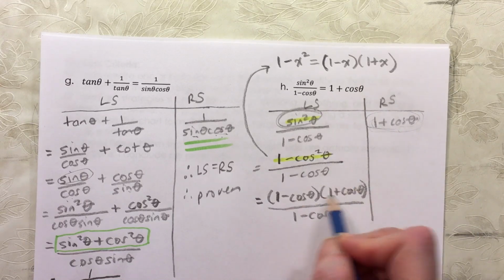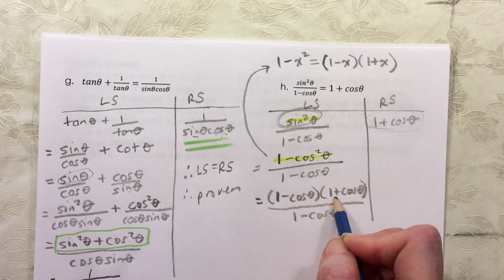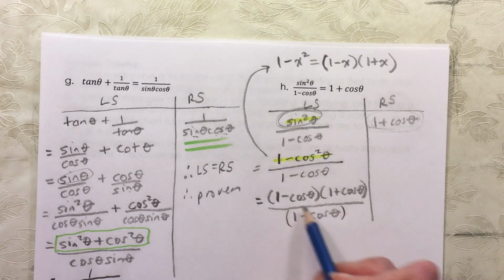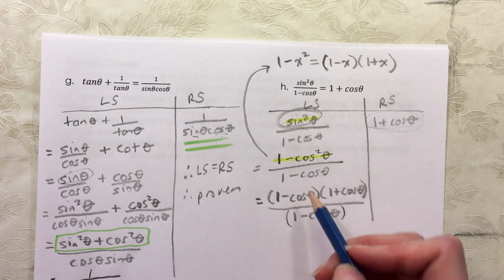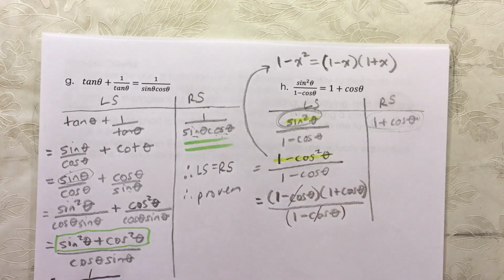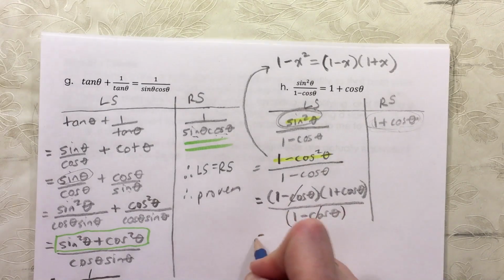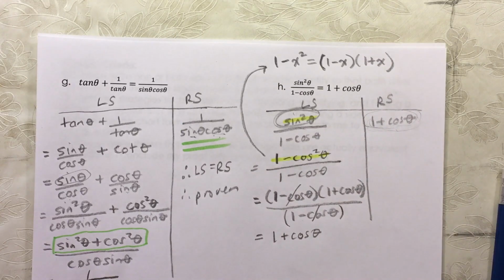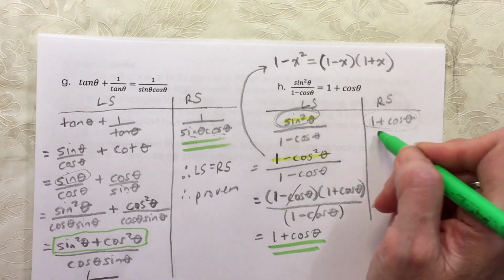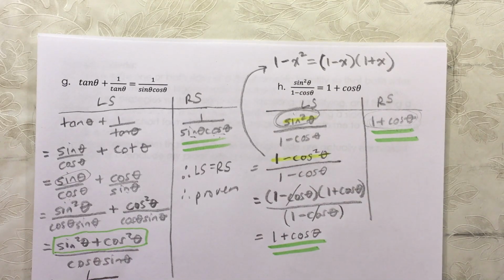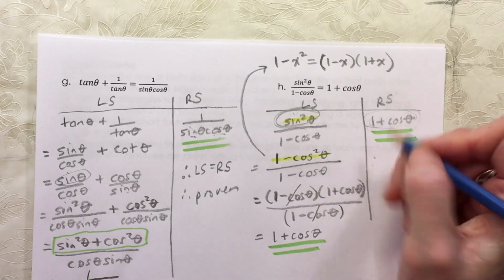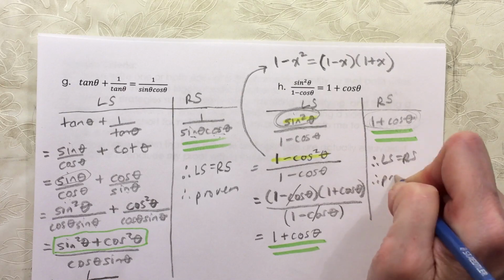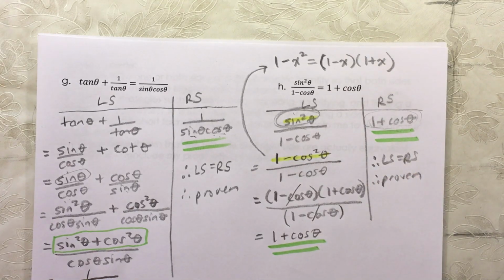And now we've got two factors that are multiplying each other in the numerator and another binomial factor in the denominator. And these two happen to be exactly the same factors, so we can simplify them like we simplified rational expressions, divide those out. And now we're left with 1 plus cos theta, which is what we have on the right side. So that was our first one where we used factoring to help us prove the identity was true. So we've proven the left side equals the right side, and we've proven that identity.